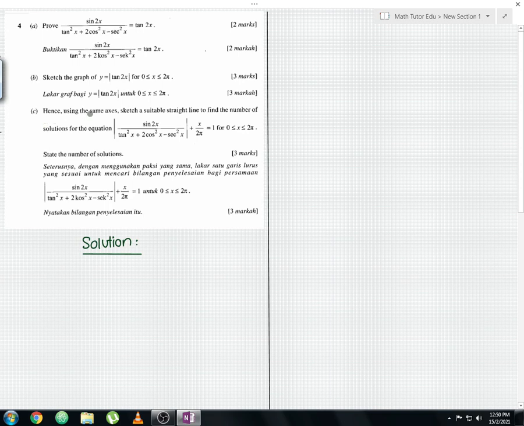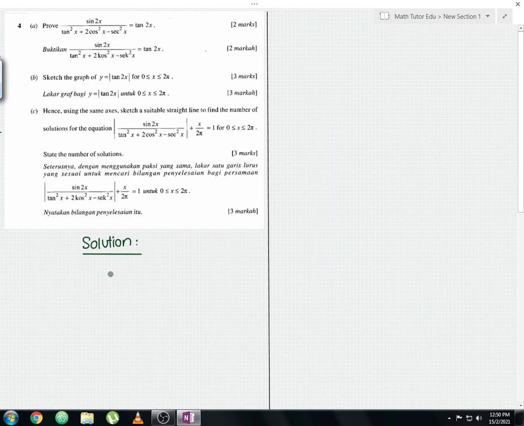Hence, using the same axis, sketch a suitable straight line to find the number of solutions for the equation modulus of sine 2x over tangent square x plus 2 cos square x minus secant square x, plus x over 2 pi equals 1, for 0 less than or equal to x less than or equal to 2 pi. State the number of solutions. So this is the overall question.